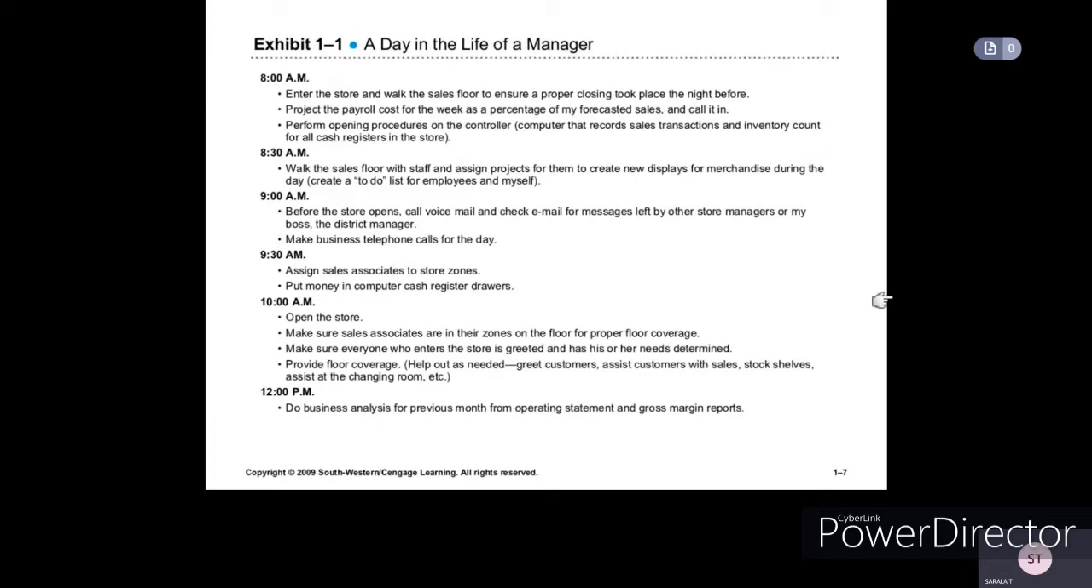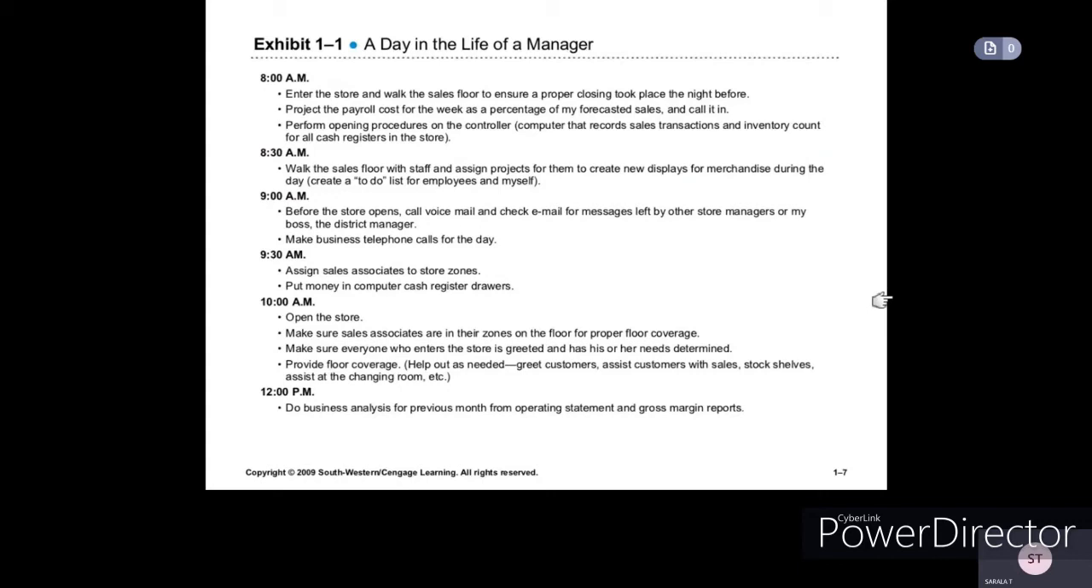Perform opening procedures on the controller, that is the computer that records the sales transactions and inventory count for all the cash registers in the store. He will carry out the opening procedures for every device under his control. At 8:30, walk the sales floor with the staff and assign projects for them to create new displays for the merchandise during the day. For the day, whatever projects or work have to be assigned to each person working under him will be provided here.